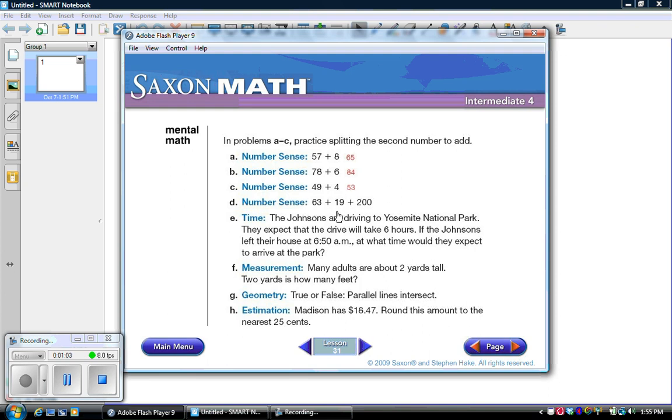On this one, the trick is going to be to pretend that this is 20, okay? So think about 63 plus 20, take away 1, and add the 200. 282.